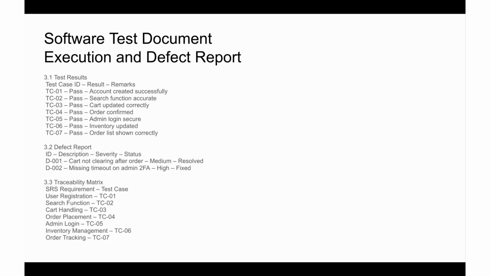TC01 through TC07 passed, and that's account created successfully, search function accurate, cart updated correctly, order confirmed, admin login secured, inventory updated, and order list shown correctly. The defect report: the cart not clearing after order, that was a medium and resolved. The missing timeout on admin, that was high and that was fixed.